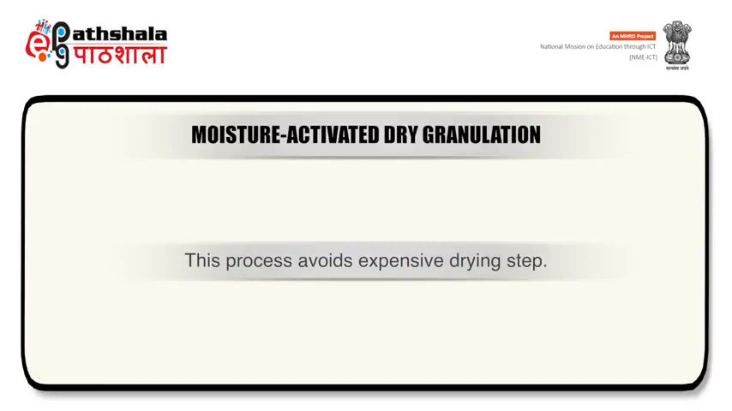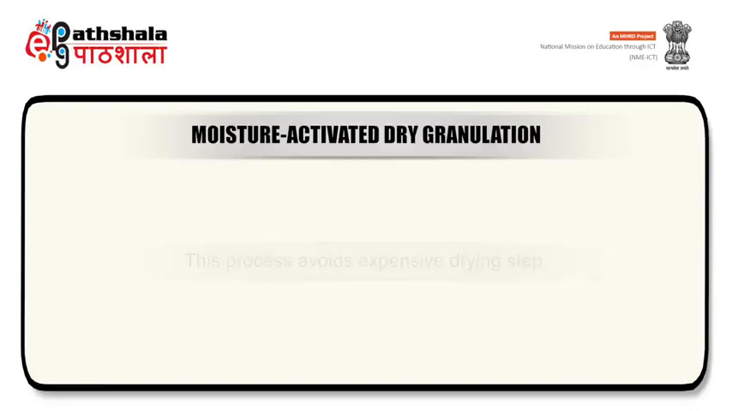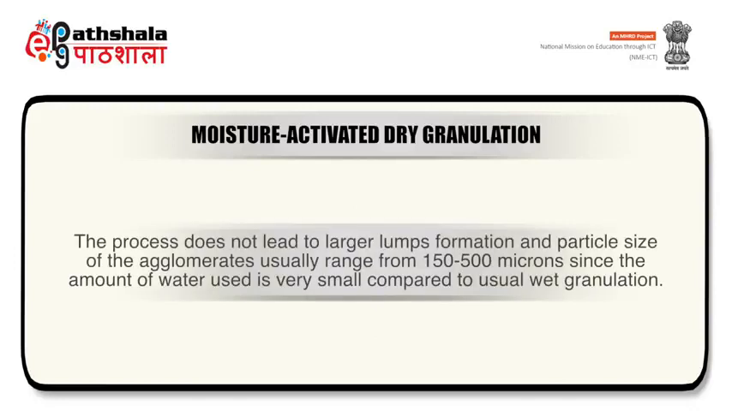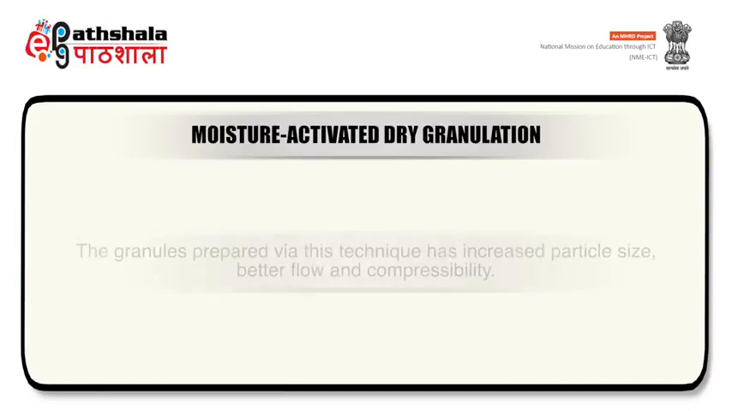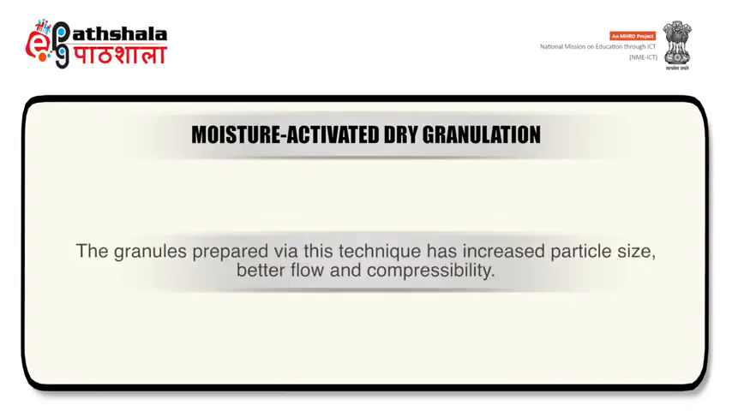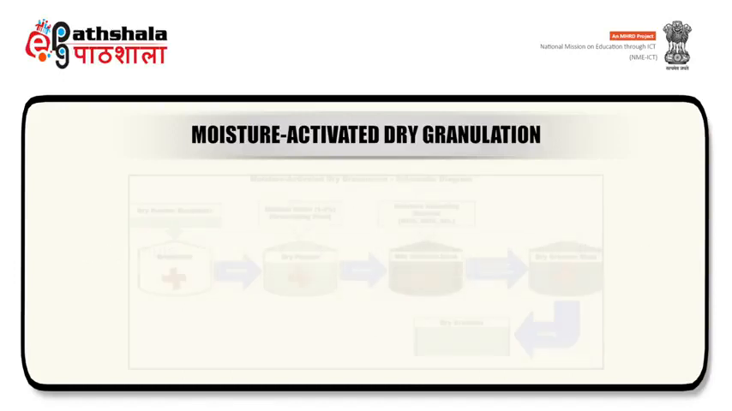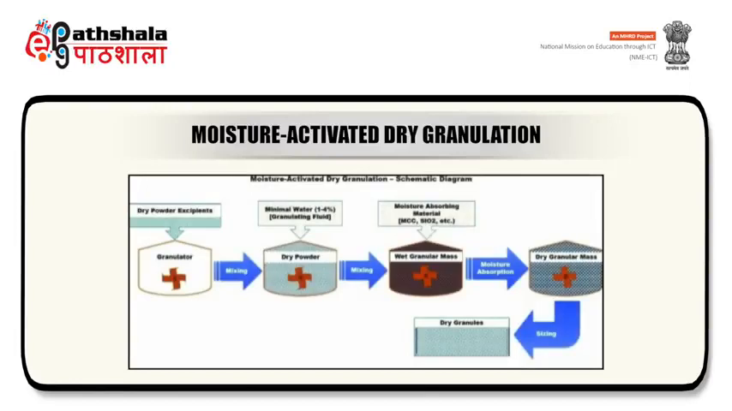This process avoids an expensive drying step. The process does not lead to larger lump formation, and the particle size of the agglomerates usually ranges from 150 to 500 microns, since the amount of water used is very small compared to usual wet granulation. The granules prepared via the technique have increased particle size, better flow and compressibility. Also refer to the schematic diagram.